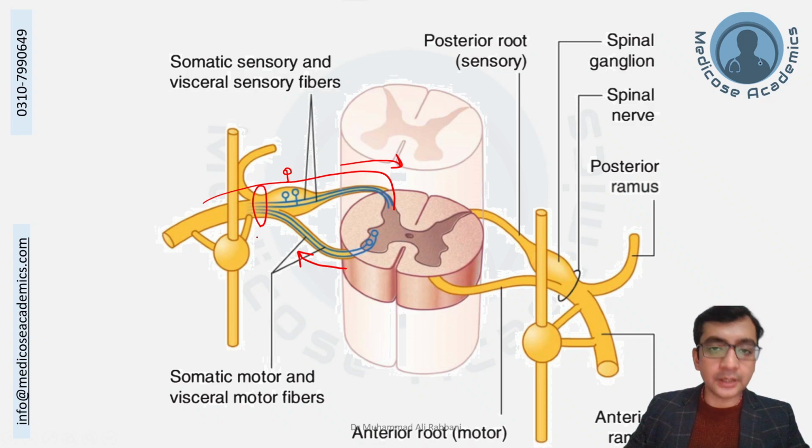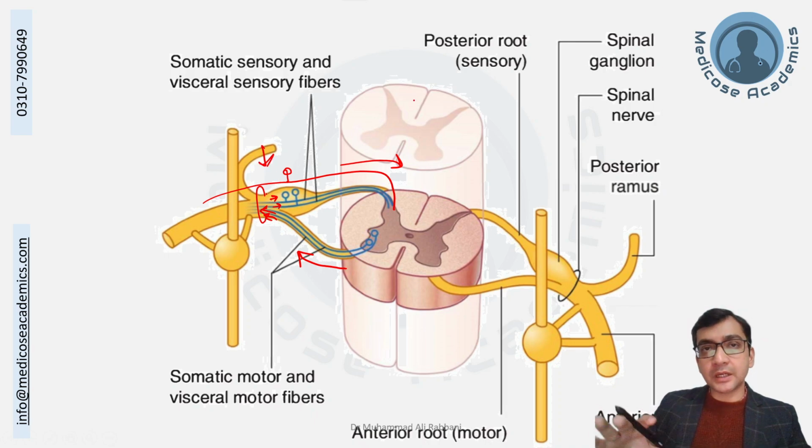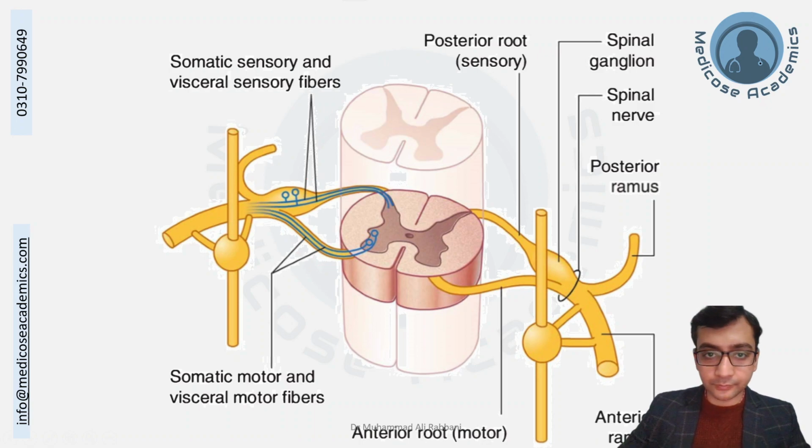As they join here, this becomes a mixed spinal nerve. The mixed spinal nerve contains the incoming or afferent fibers, and it contains the outgoing or efferent fibers. So this is how a spinal nerve is formed, and this union point is at the level where the nerve is exiting the vertebral column through the intervertebral foramina.